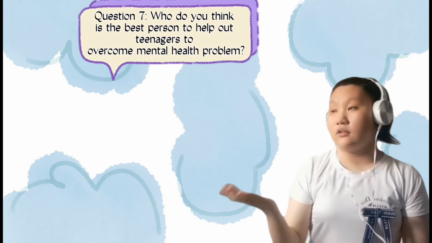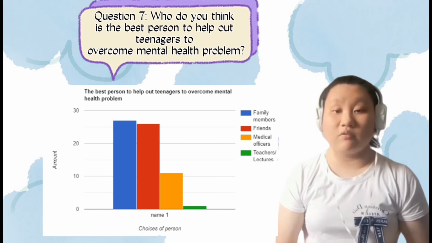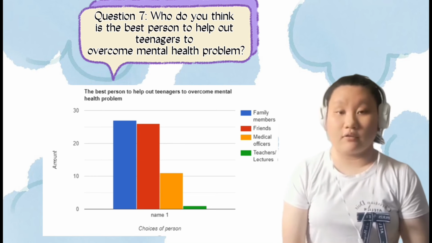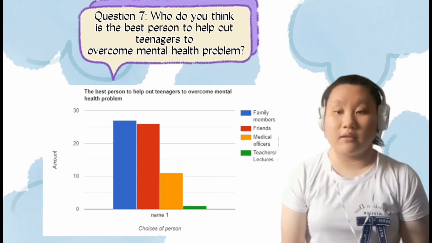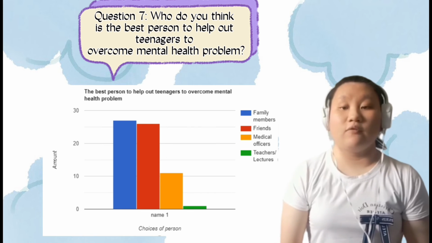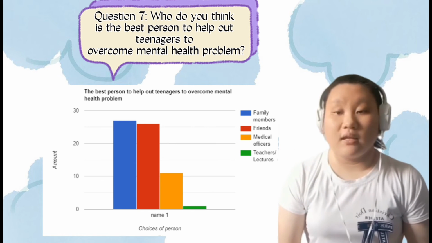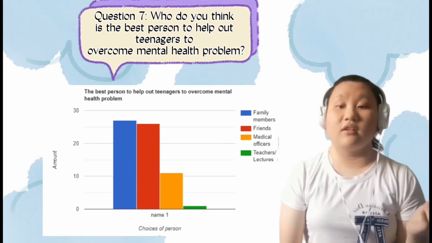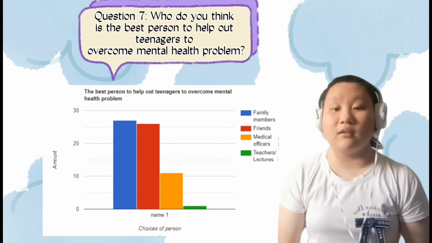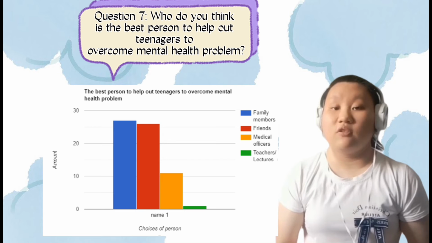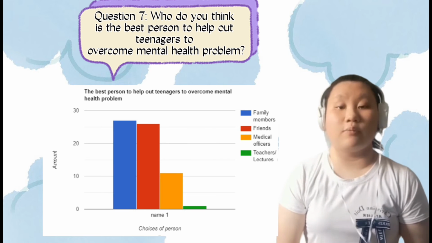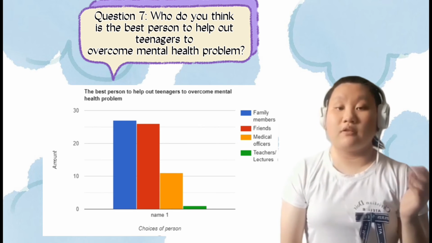Next, this graph is about the best person that you think can help teenagers to overcome mental health problems. Based on the graph, the rank of the respondents' answer family members is marginally higher than friends, as the percentage of family members is 41.5% and the percentage of friends is 40% only.